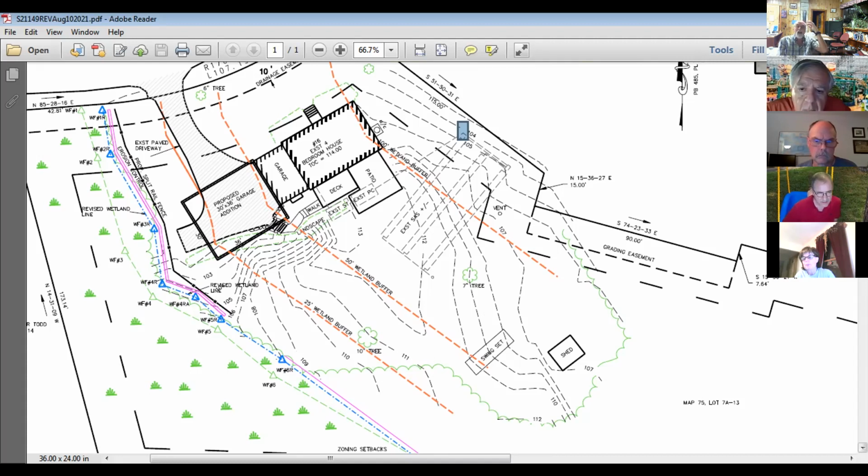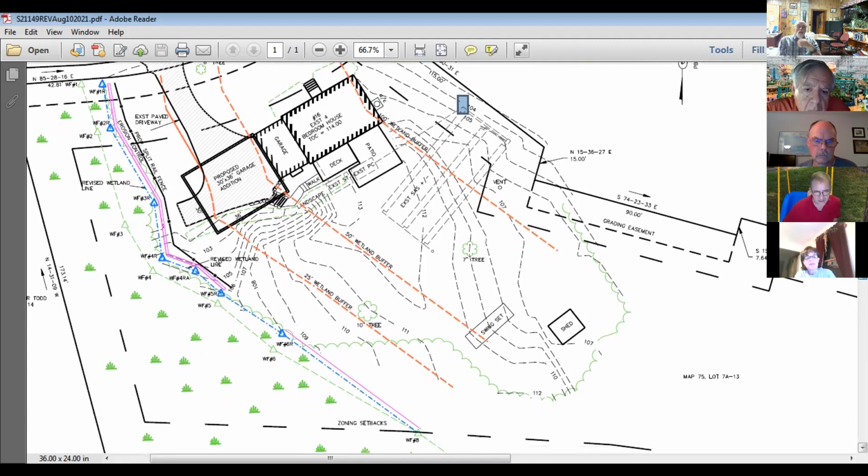And the grading looks like it drops pretty steeply away from the house, then levels off to the swing set areas, pretty much. Swing set in the septic area, correct? Yeah, right.